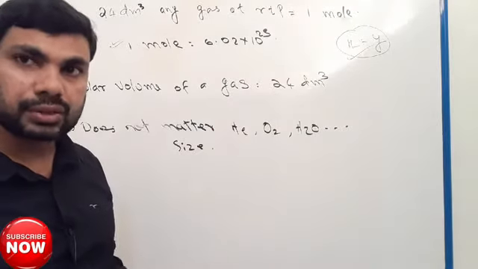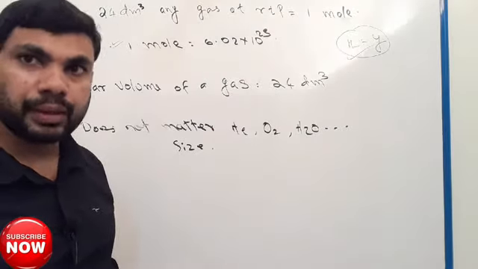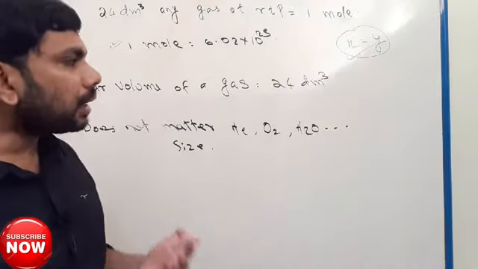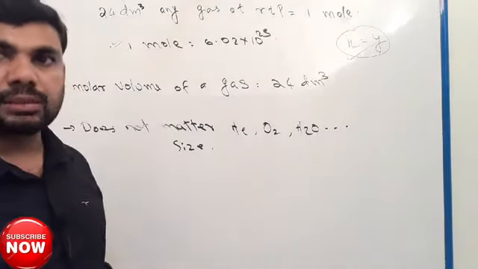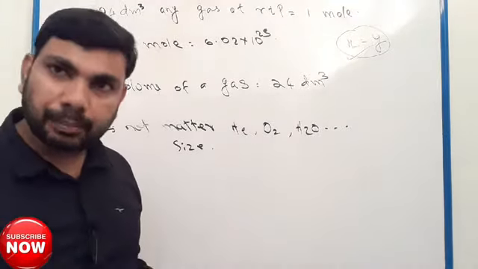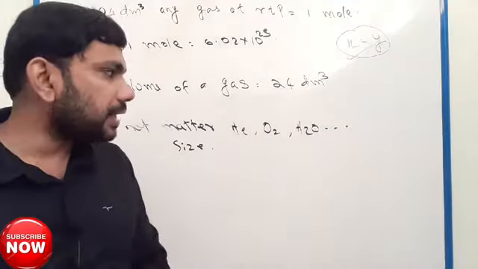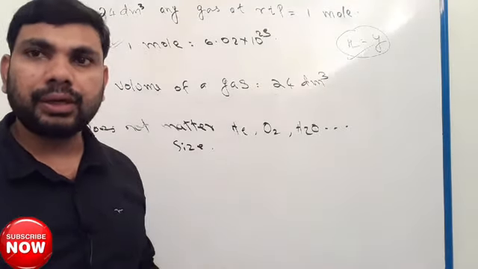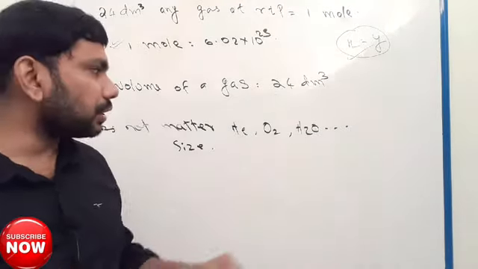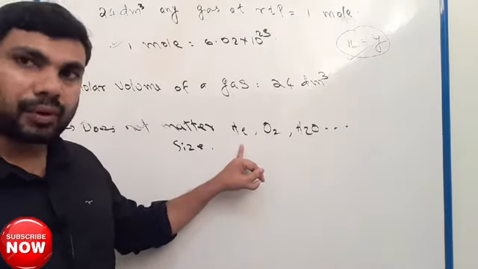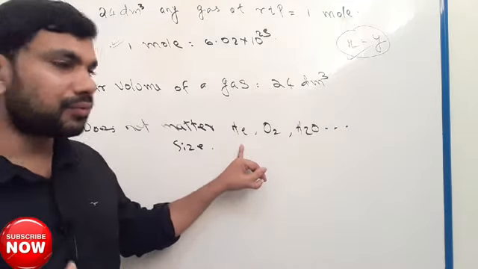Or you can say molar volume of a gas means 24 decimeter cube. Molar volume of oxygen, 24 decimeter cube. Molar volume of hydrogen, 24 decimeter cube. Molar volume of chlorine, 24 decimeter cube. It does not matter whether it is a diatomic gas or monoatomic gas, the size of the particles does not matter. 24 decimeter cube of helium is 1 mole, it contains the same number of atoms.